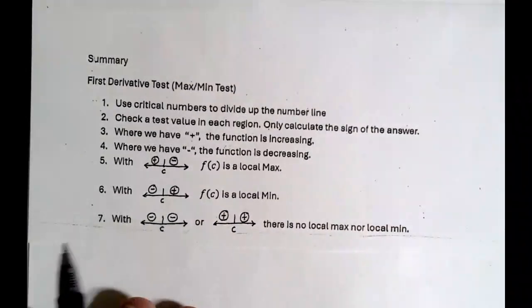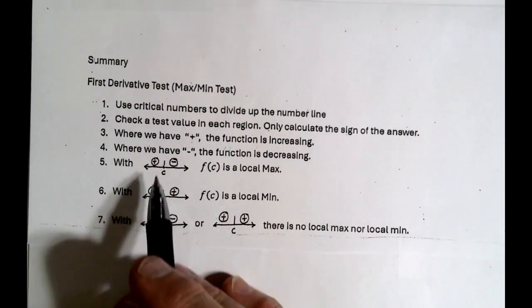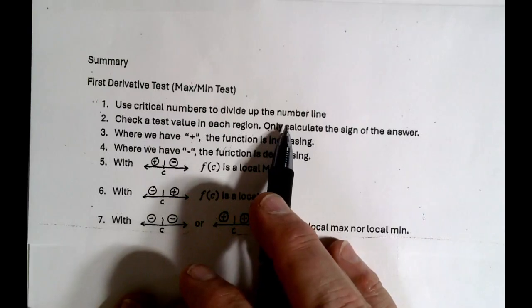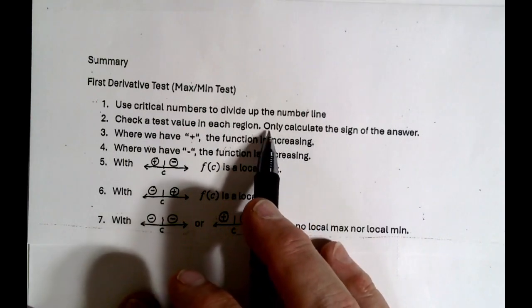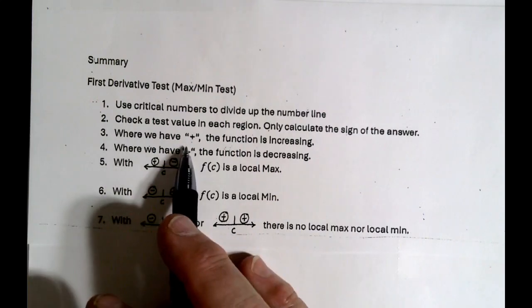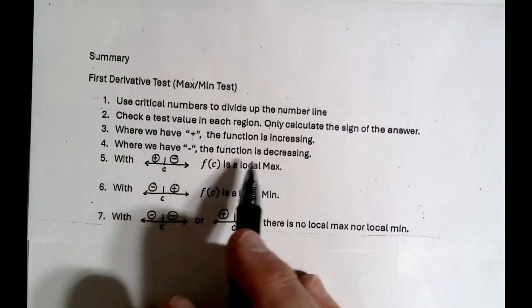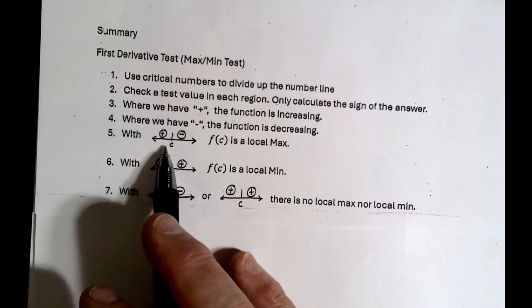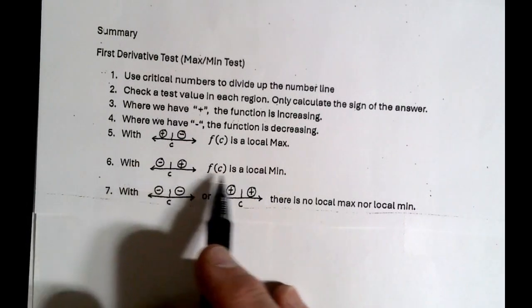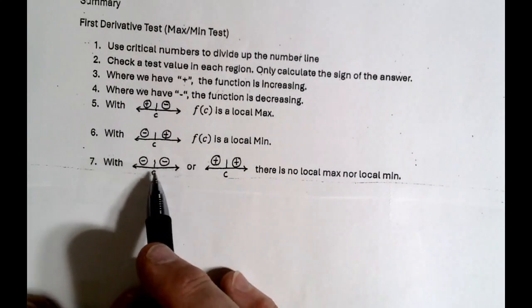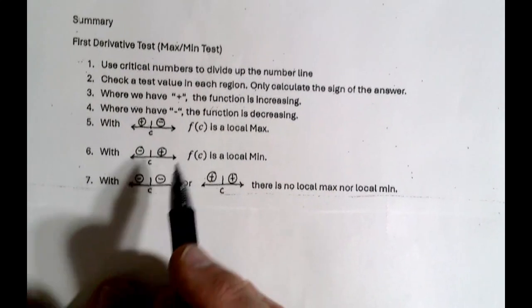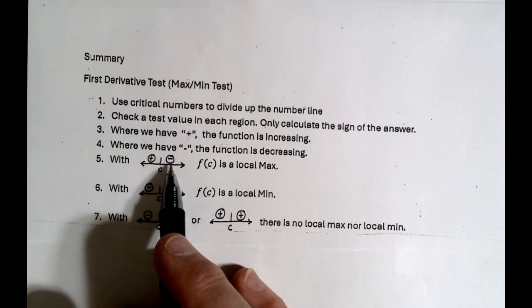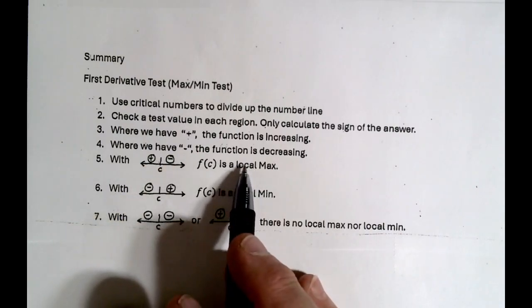So this is the way I summarize the first derivative test. You find your critical numbers by taking the first derivative, factor it, set each factor equal to 0. Divide up your number line that way. Check a test value in each region, and all you care about is the sign of the answer. If you have a plus, that's where it's increasing. If you have a minus, it's where it's decreasing. And when you go plus minus, that's a local max. Minus plus, that's a local min. Minus minus or plus plus is neither. Now notice when you go from plus to minus and you have a local max is a point.